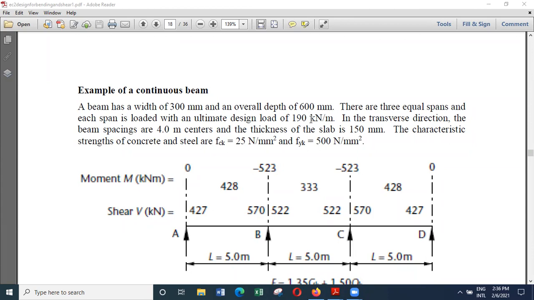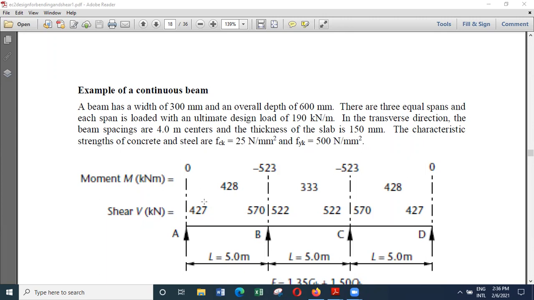Anyway, shear is governed by the maximum load case, not by the minimum load cases. Shear forces are generally governed by the maximum load case. But to avoid any complication, only one load case has been considered, and that is the maximum load case. So we have only one load case, no pattern loading.